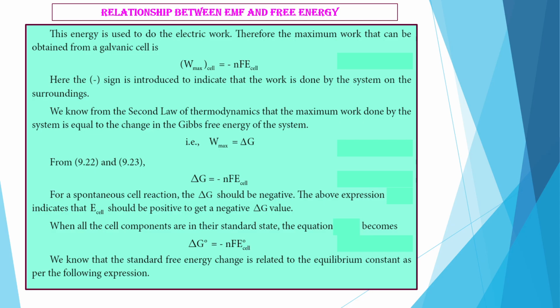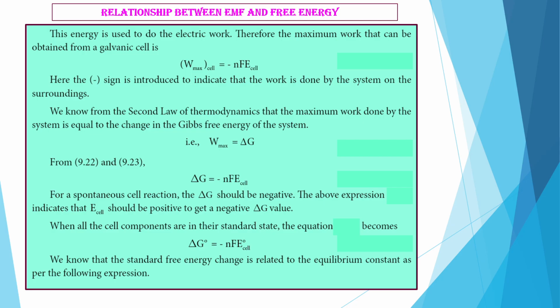So as we know from thermodynamics, for a spontaneous reaction, delta G should be negative. So similarly, for a spontaneous cell reaction, I would say that E cell should be positive. Similarly, for a non-spontaneous reaction, delta G should be positive, and for a non-spontaneous reaction, E cell should be negative. And for the same reason, at equilibrium, delta G should be 0. So E cell will also be 0.